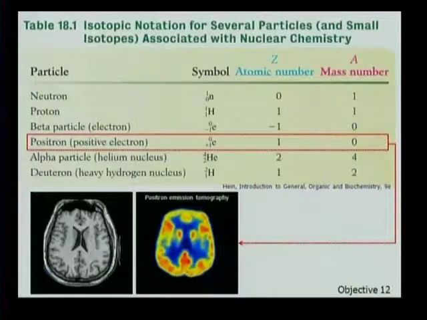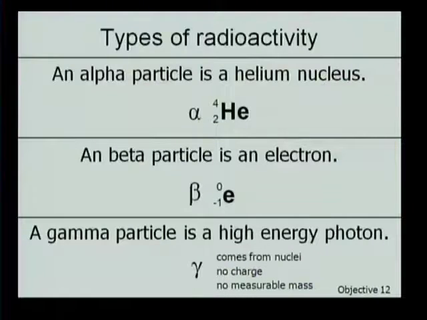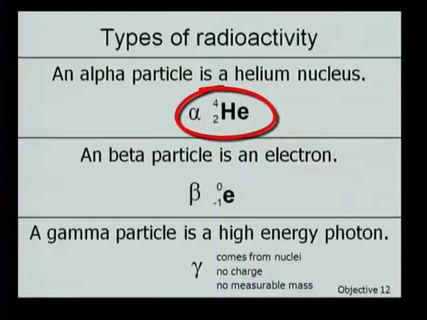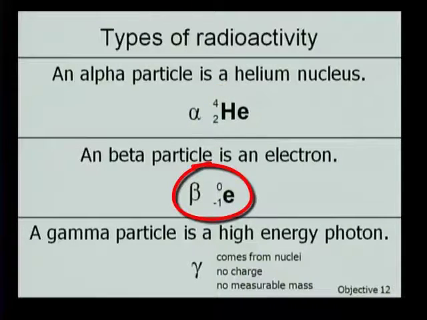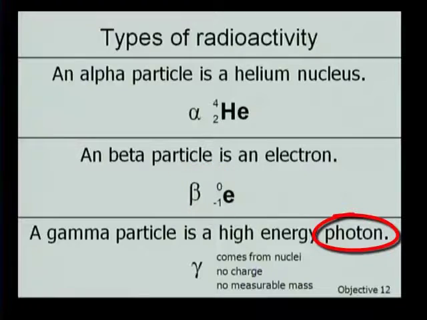We may use alpha particles, or we may use a heavy hydrogen nucleus, which is called a deuteron. Remember, we saw that as deuterium if we had the nucleus plus the electron that surrounded it. So alpha particles are helium nuclei, as we saw earlier. Beta particles are electrons, and a gamma particle is a high-energy photon. This comes from the rearrangement or the decay of the nucleus. A photon is given off.